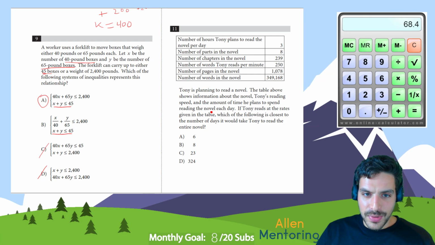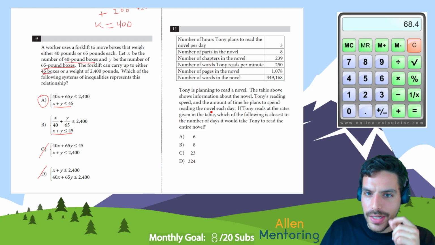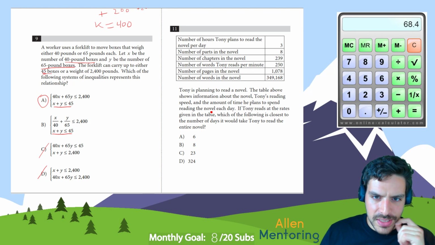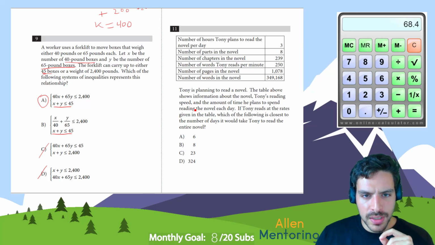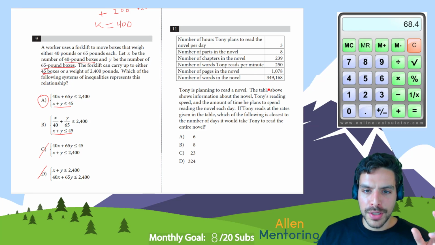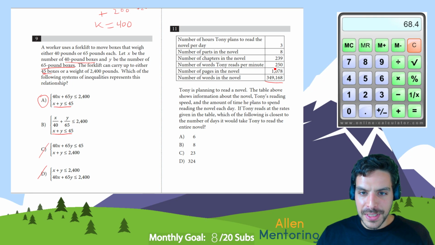So how many days would it take him to read the entire novel? Okay, so we see not all of this information is important to us. Let's see what's important. The total number of words in the novel is pretty important, because we also know how many words he reads per minute, and we know how many hours he reads per day. So using these three, we should be able to find the solution.